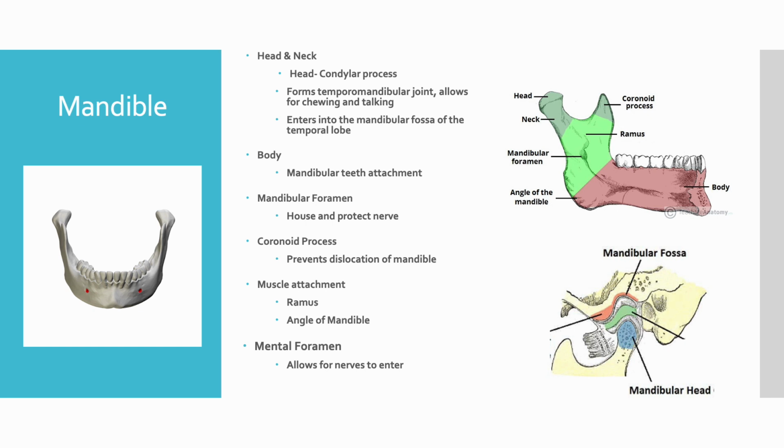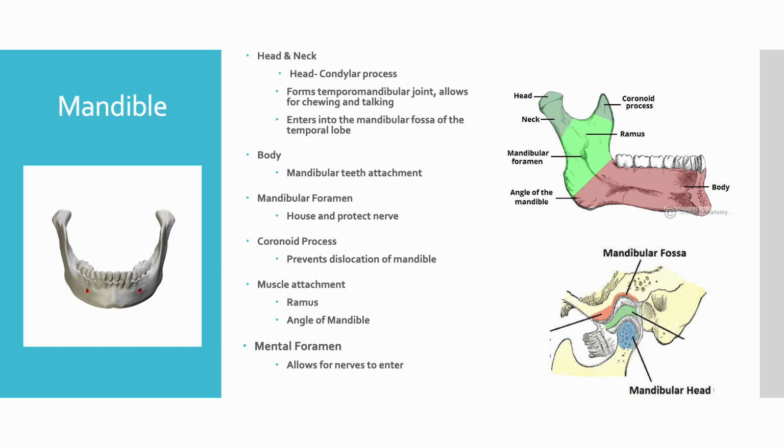We have the coronoid process, which is near the head. It's also this little top notch part here. The main function of this is to keep the mandible in its track and prevent it from dislocating when we're moving it. And then there's a couple parts that have muscle attachment functions. So the ramus, which is this lime green area, and the angle, which is the bend or the angle of the mandible, those are both primary locations for muscle attachment.